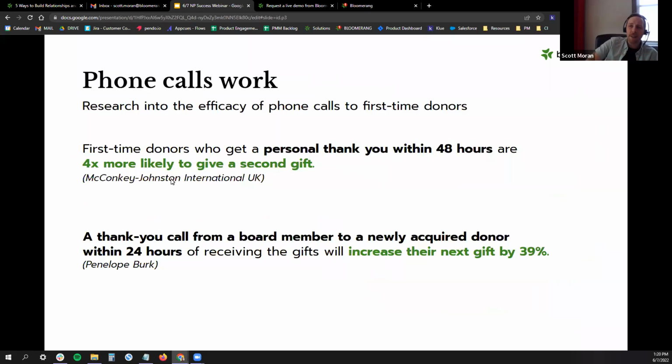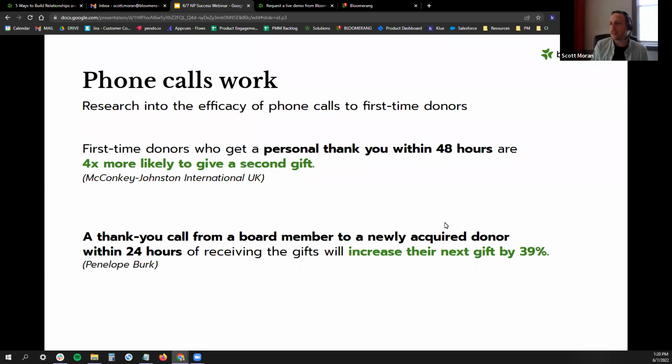And what do we want to highlight, though, because we do have a tool for it in Bloomerang, but we just see that all the numbers point in this direction: phone calls work. We've seen that first-time donors, if they get a personal thank you within 48 hours, are 4 times more likely to give that second gift. Pretty incredible. It's about not just the quality of the thank you, but also the speed.